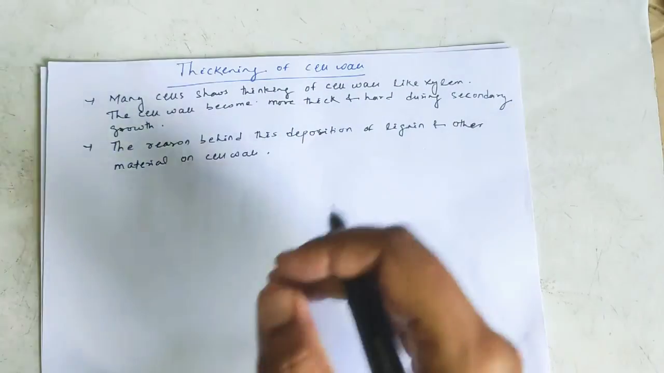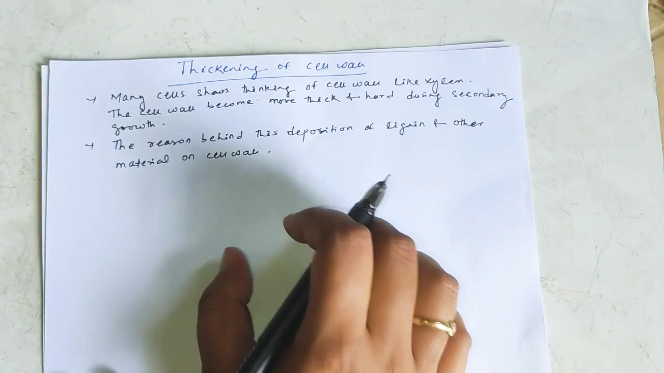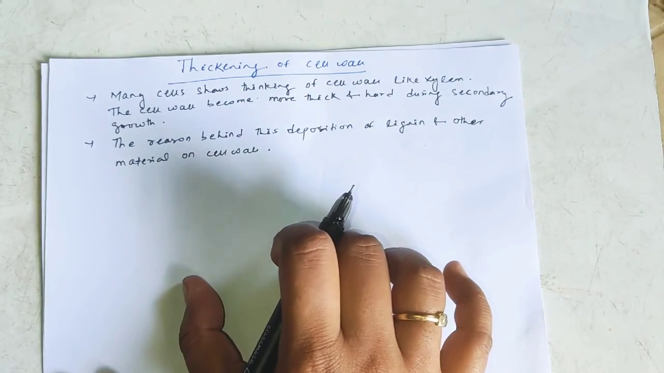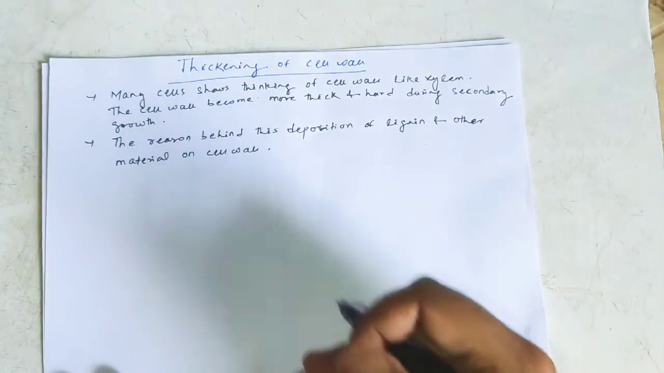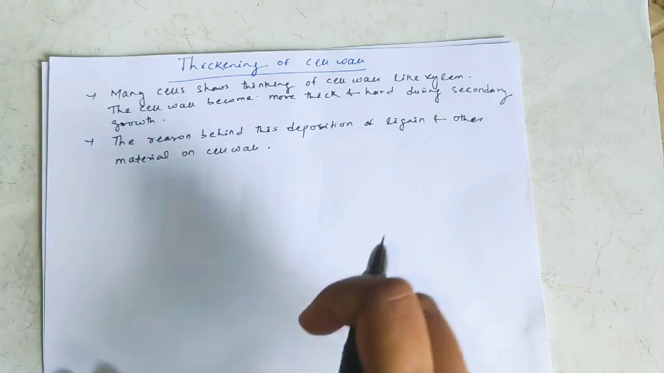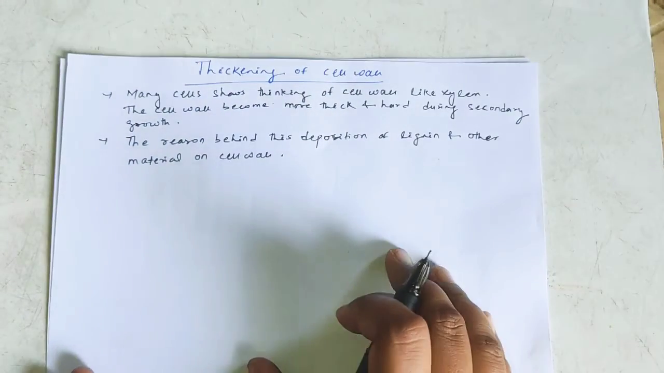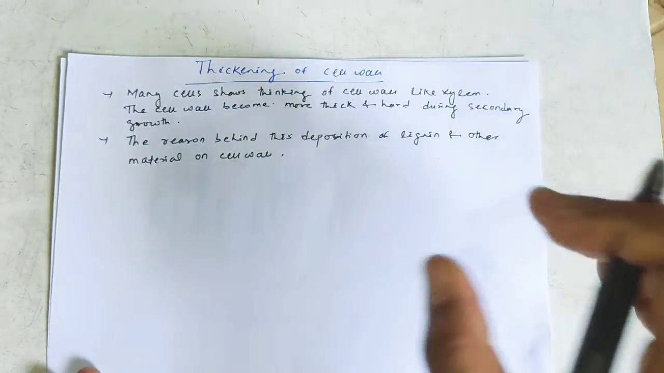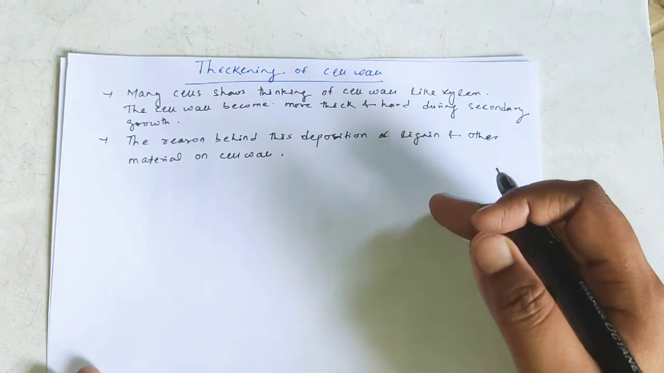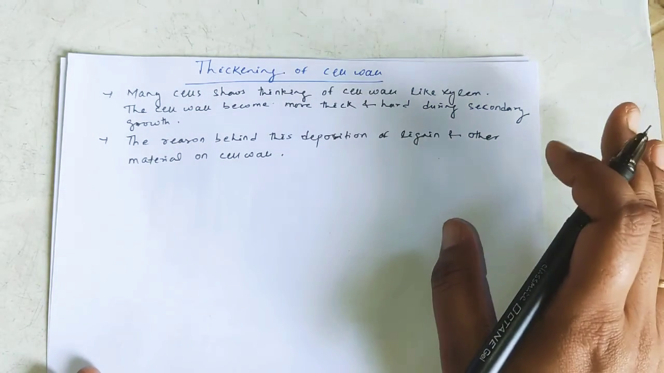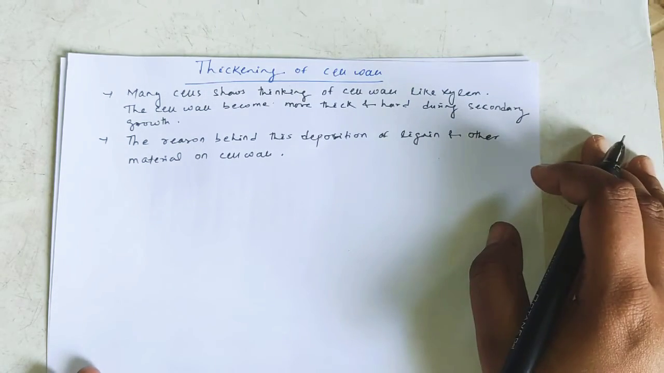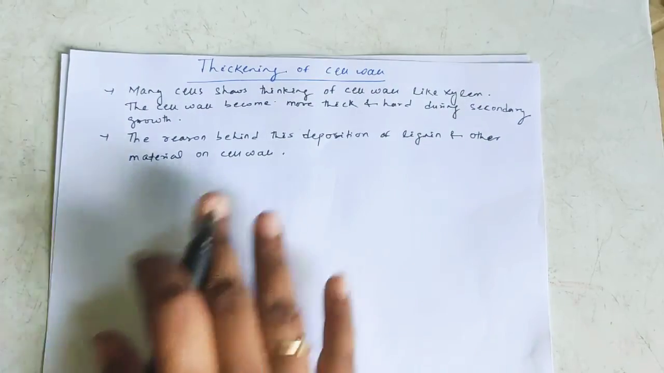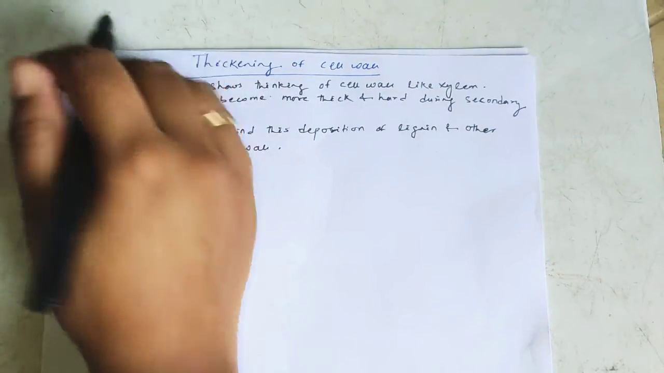So due to this deposition, what happened? It started depositing first on the primary wall, and due to deposition of lignin in the primary wall, the protoplasm started to decrease. After some time, when the concentration of lignin deposition increases, the amount of protoplasm also decreases, and finally the cell becomes dead. Clear? Okay, so first we write it down, then I will explain again.